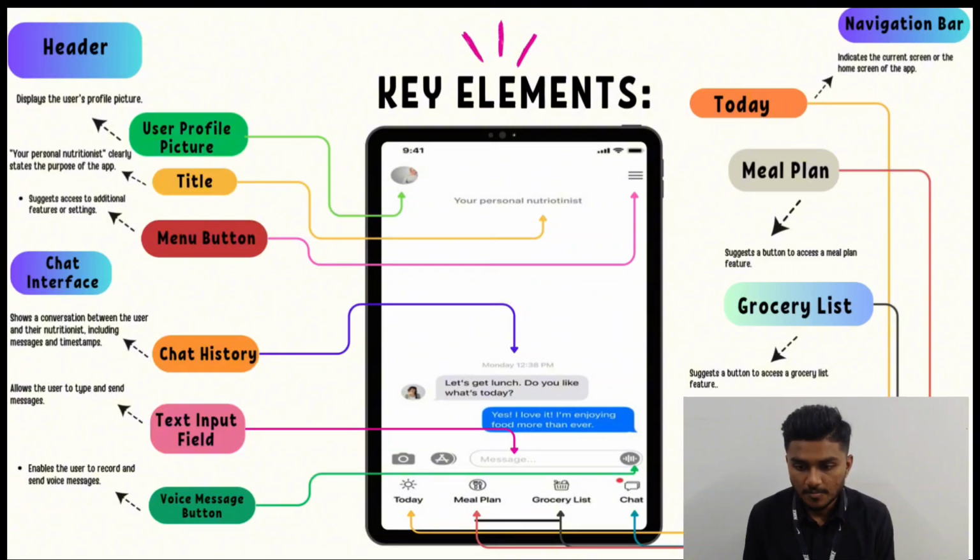The second one is Meal Plan, which suggests a button to access the meal plan features. The third one is Grocery List, which suggests a button to access a grocery list feature. And the last one is Chat, which suggests a button to access a chat or messaging feature.